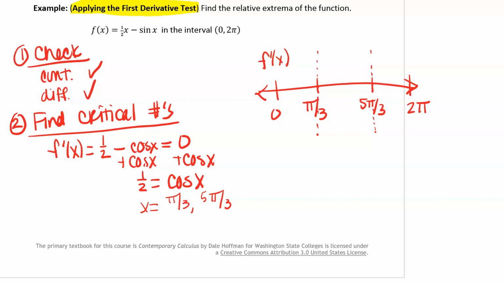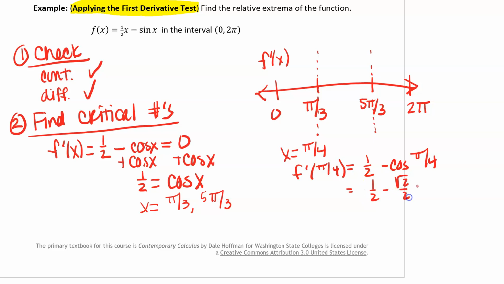So I'm going to pick a value between 0 and pi over 3. Let's pick, say, x equal to pi over 4. Plug pi over 4, again, into your derivative. So I'm going to say 1/2 minus cosine of pi over 4. And that's going to be equal to 1/2 minus the square root of 2 over 2, which gives me approximately negative 0.207. And again, I'm more concerned that it was a negative number. So that means I'm negative between 0 and pi over 3.